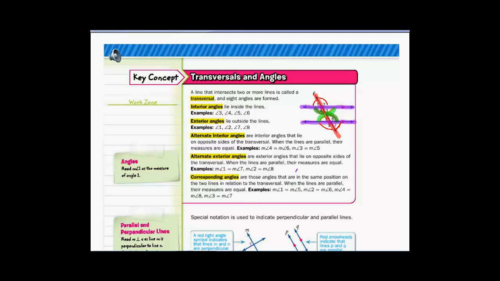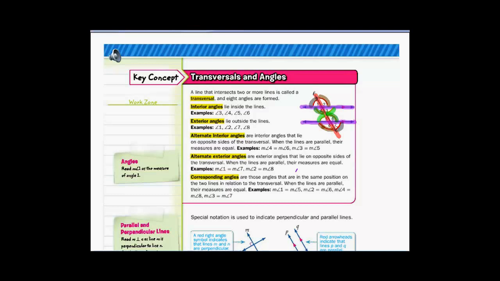Okay? Alternate exterior are angles that are on the outside of the parallel lines. One's on the outside on the left, one's on the outside on the right. Alternate exterior could also mean 1 and 7. Those are alternate exterior. Okay?